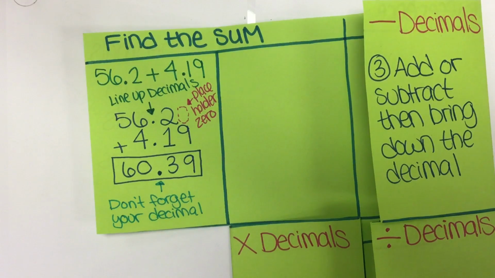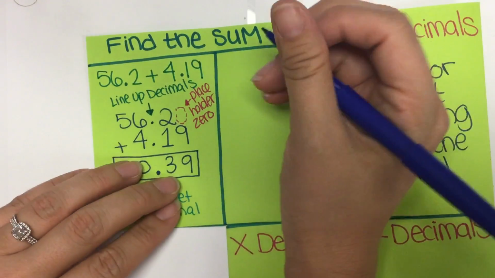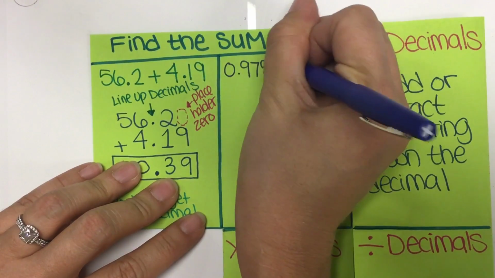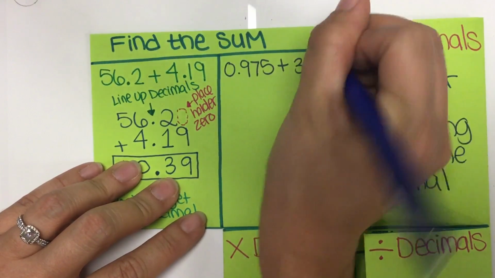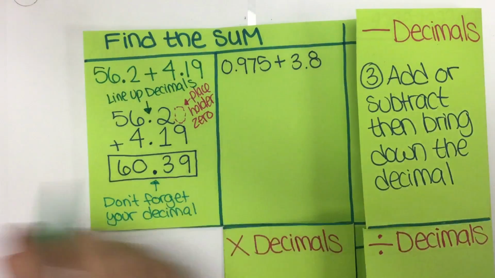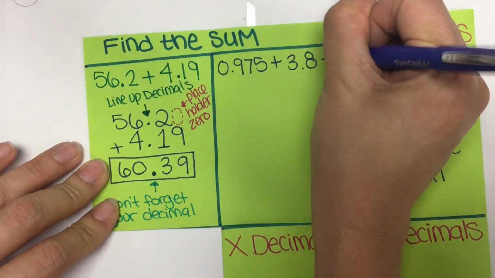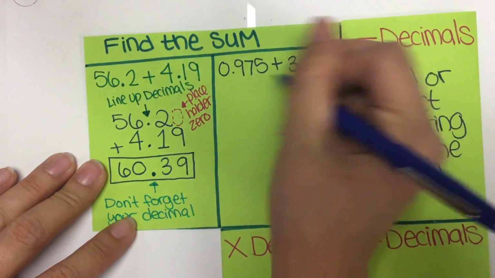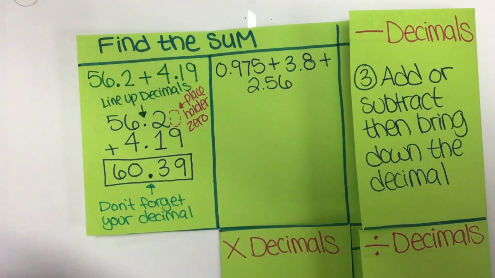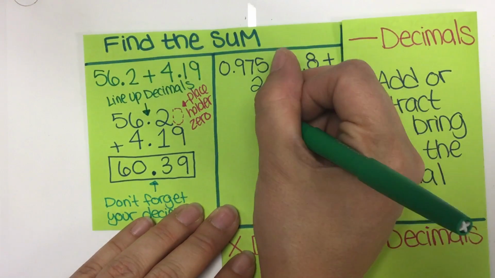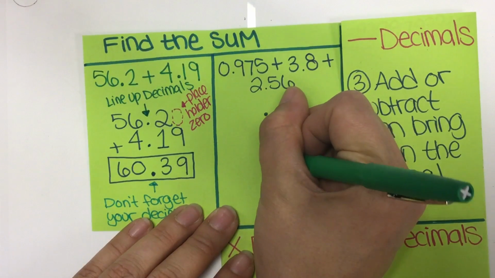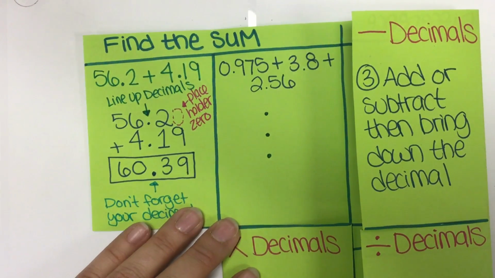Okay, let's do one more example quickly. So I'm going to find the sum of 975 thousandths and 3 and 8/10. And I'm going to throw in another number. So let's say if there were 3 numbers, what we would do. So we're also going to add 2 and 56 hundredths. So this is definitely something that you could see. I'm going to line up those decimals. I have 3 numbers. I'm going to go ahead and put 3 decimals. I know they have to be lined up, so that's where I'm going to start.